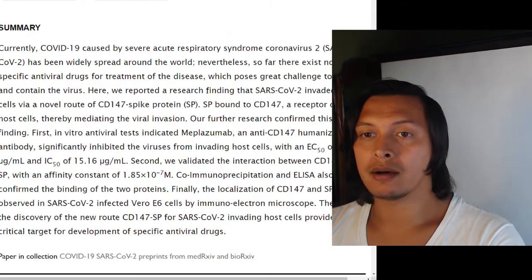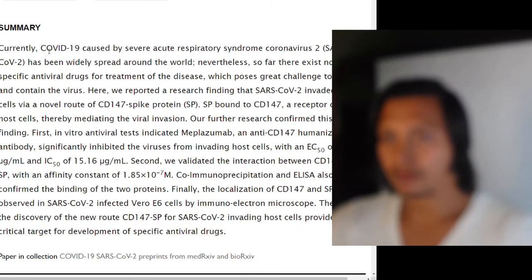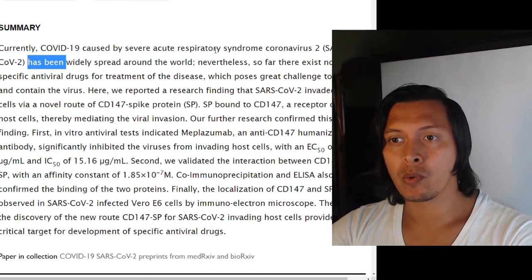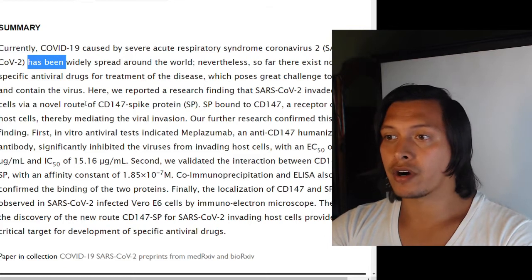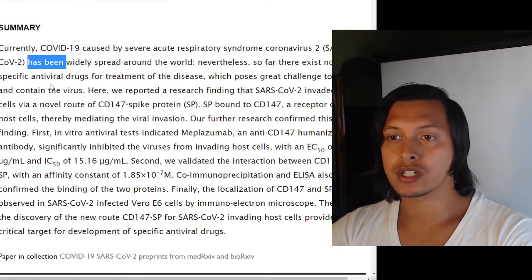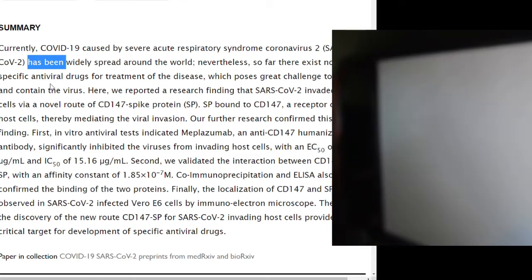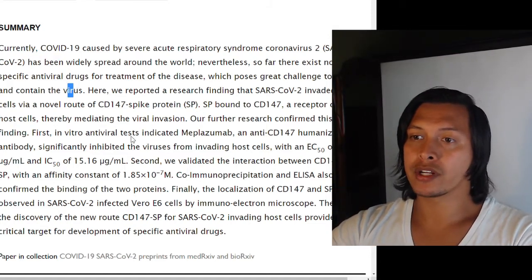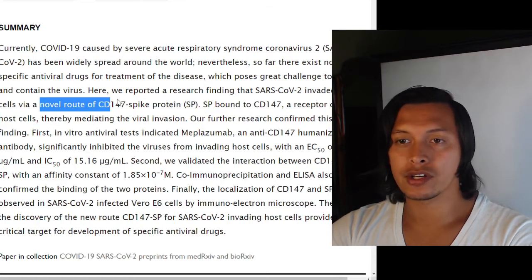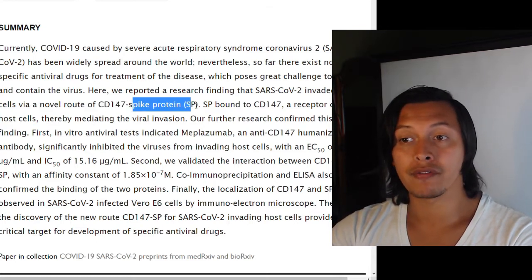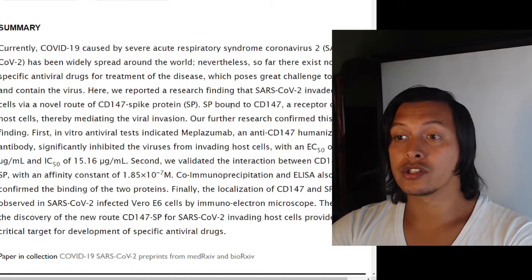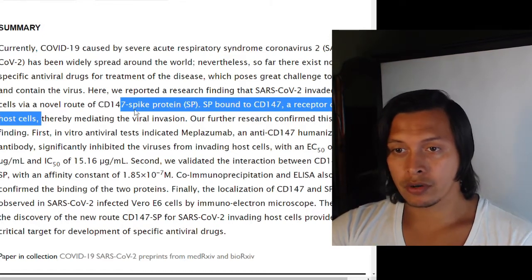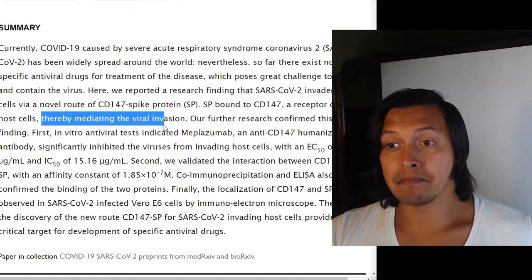So here is the summary. Currently, COVID-19 caused by SARS-CoV-2 has been widely spread around the world. Nevertheless, so far there exist no specific antiviral drugs for treatment of the disease, and this poses great challenge to control and contain the virus. Here we reported a research finding that SARS-CoV-2 invaded host cells through a novel route of the CD147 spike protein interaction. So the spike protein bound to CD147, which is a receptor on the host cell, thereby mediating the viral invasion.